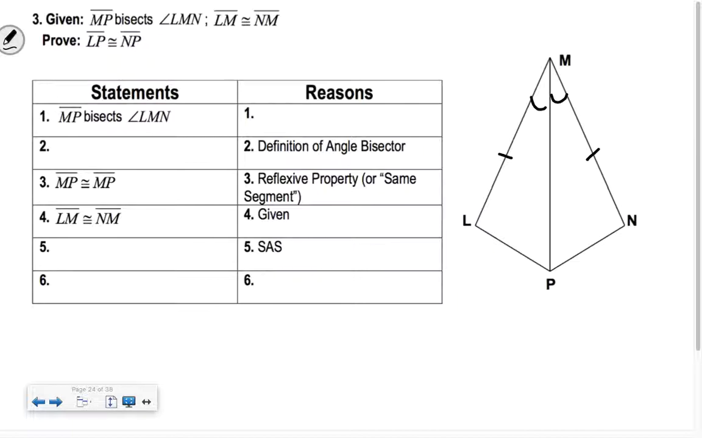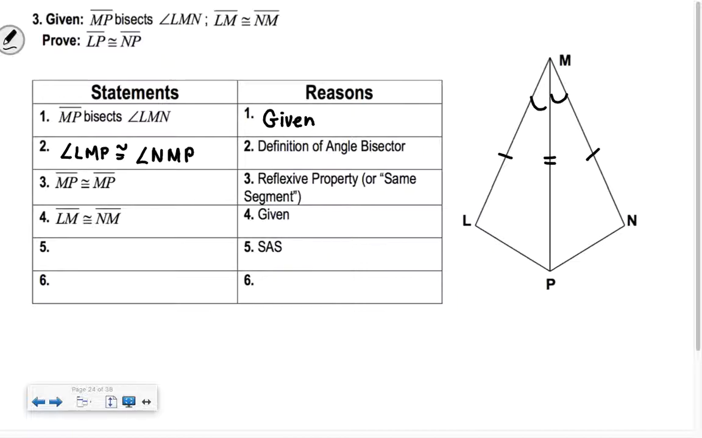Are you guys seeing how we're going to get the triangles congruent to each other? What's one last side that I'll need in order to say congruent? Yeah, exactly, the reflexive property again, right? So we're going to say MP bisects, that was given to us. And when we knew that it bisected, we were able to draw in those angle marks. So we could say that angle LMP is congruent to NMP, and the reason is because we had an angle bisector. So definition of angle bisector. MP is congruent to itself because we have the reflexive property, or you could say same segment.